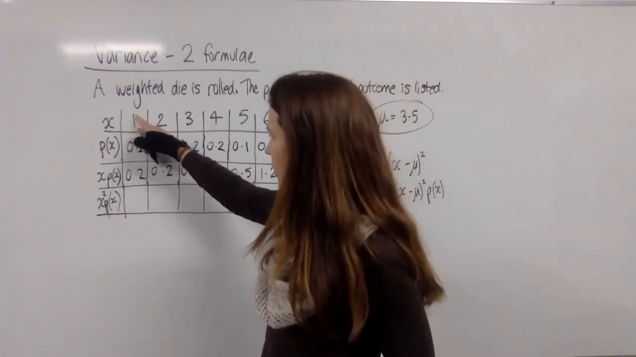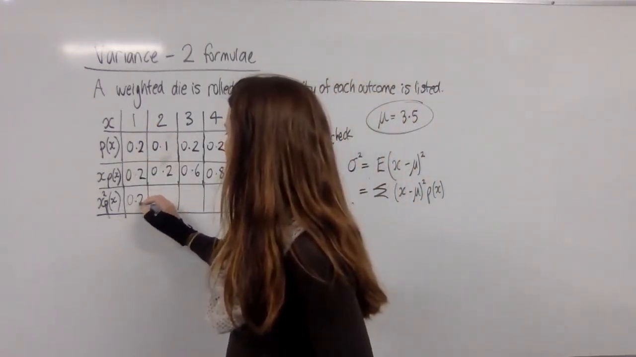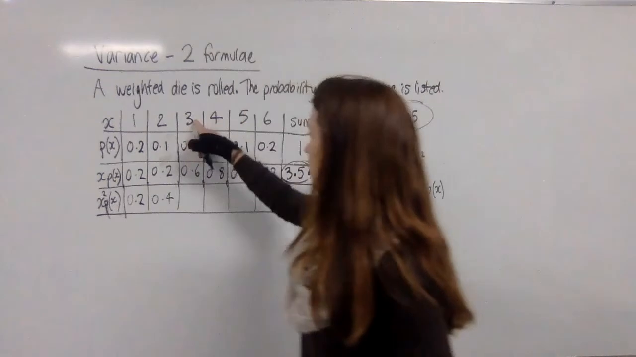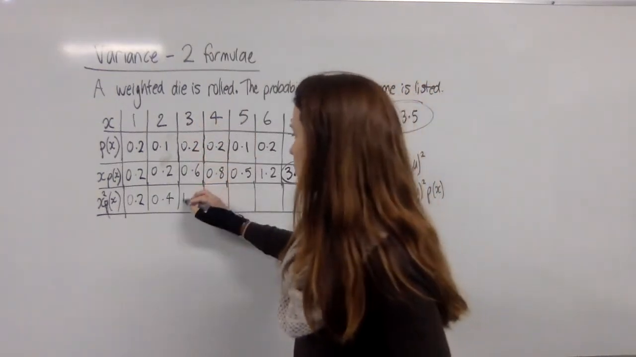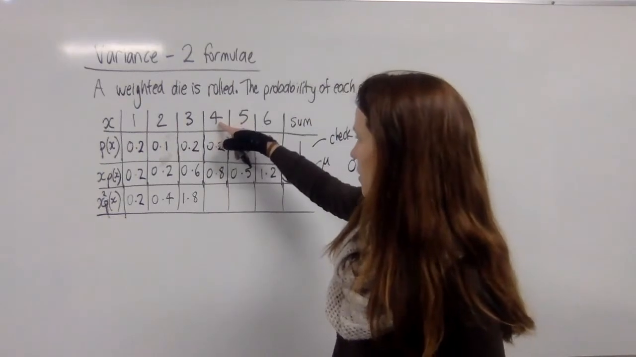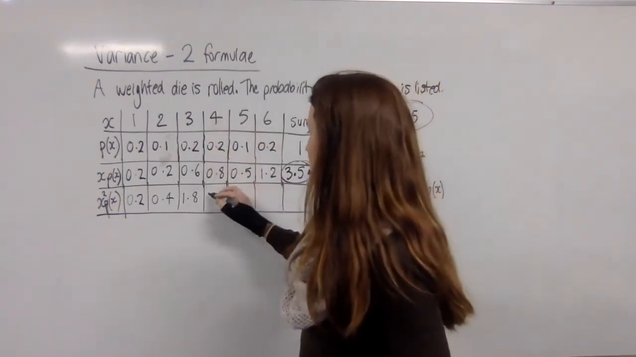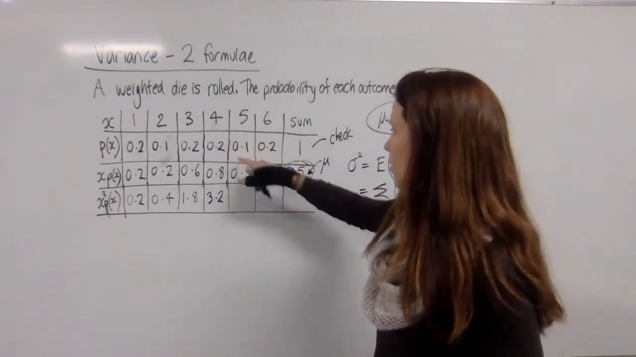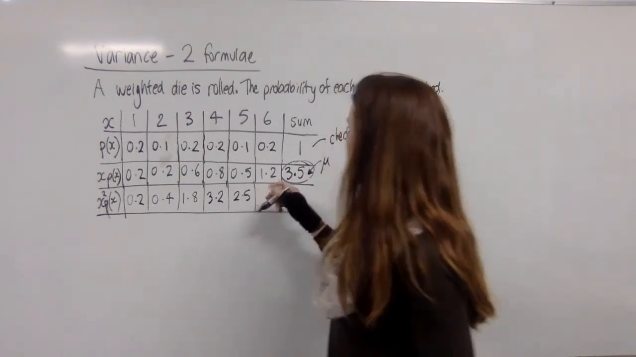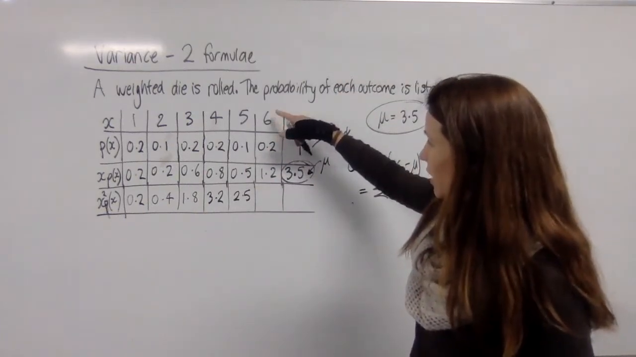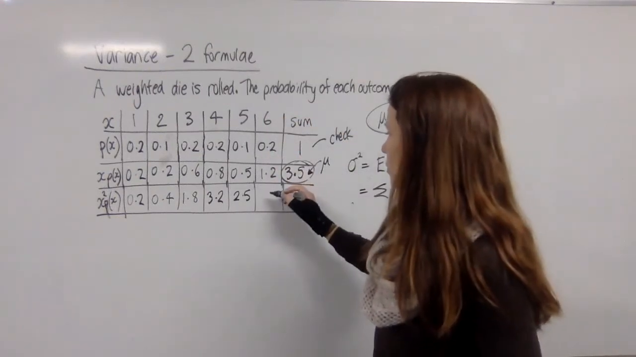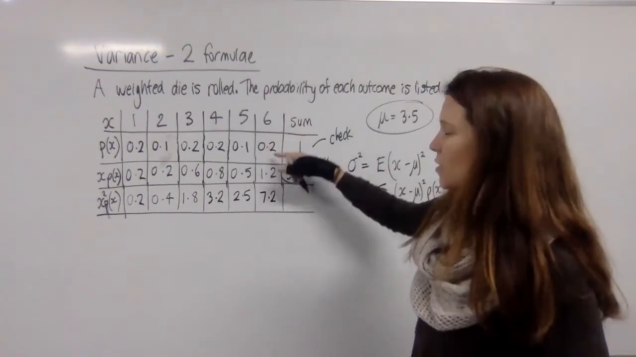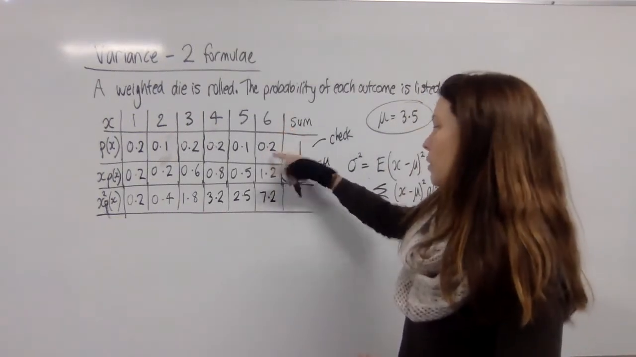1 squared is 1, and I multiply that 1 by 0.2. 2 squared is 4, and 4 times 0.1 is easy to do. 3 squared is 9, 9 times 0.2 I can do in my head. 4 squared is 16, 16 times 0.2 is 3.2. 5 squared is 25, and 25 times 0.1 is 2.5. And 6 squared is 36, and 36 times 0.2 is going to be 7.2. Again, here I'm just using rules of thumb such as 36 twos is 72, so 36 times 0.2 is 7.2.